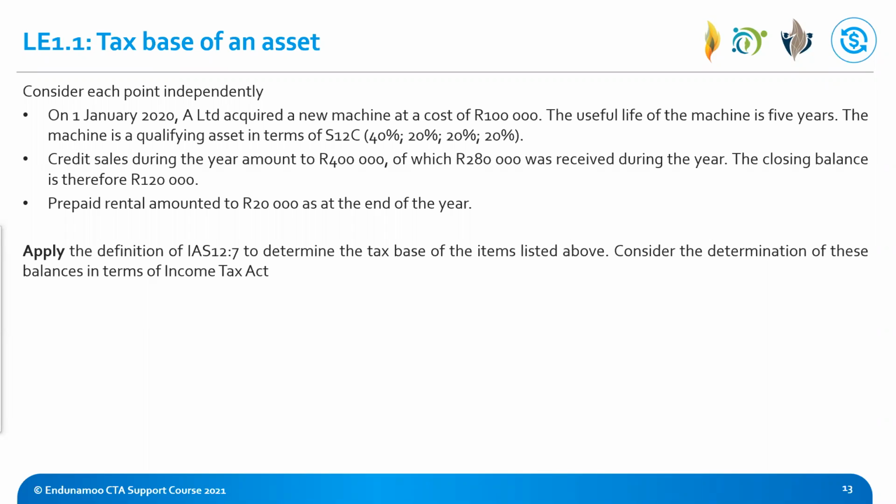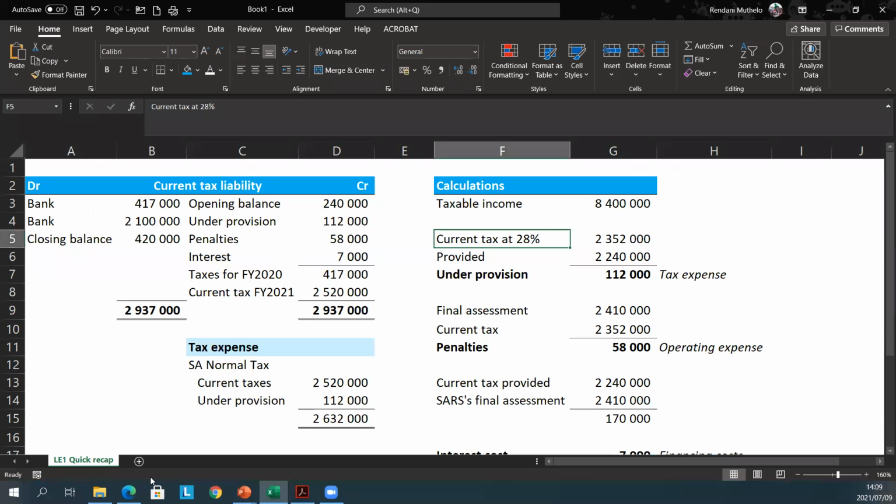Prepaid rental amounted to 20,000 at the end of the year. So let's apply the definitions that we discussed in order to respond to it right here. All right, so let's see what we have in this little example. We are told that on 1 Jan 2020, they acquired an asset and also there's credit sales and prepaid rental. So let me open my workbook again.